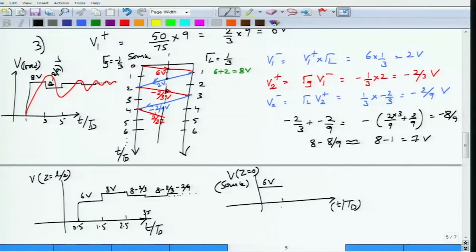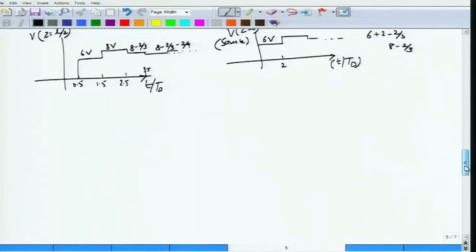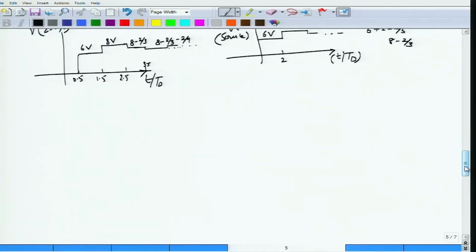Thereafter at 2 milliseconds, that is after 2 time delays, the voltage actually changes over from 6 to 6 plus 2 minus 2 by 3, which is 8 minus 2 by 3. So now it would change over to 8 minus 2 by 3. Whatever that voltage is, that would be the voltage here, and then it would again change over. I do not know whether this is minus or plus, it does not matter, but this is how you would actually calculate. Okay.